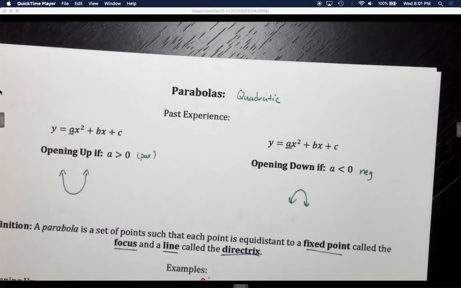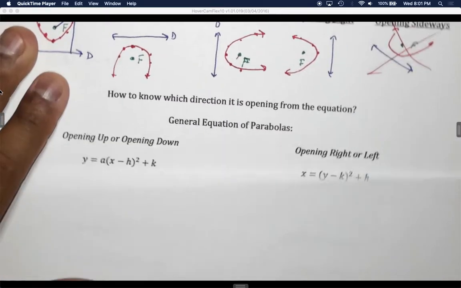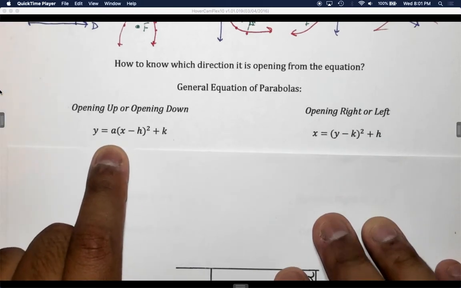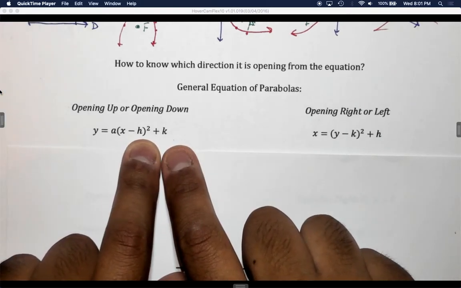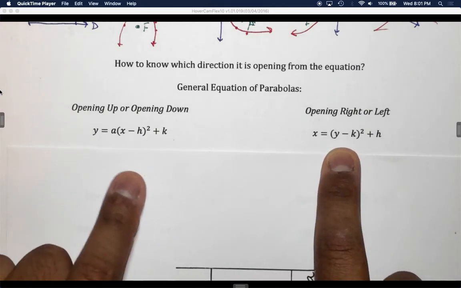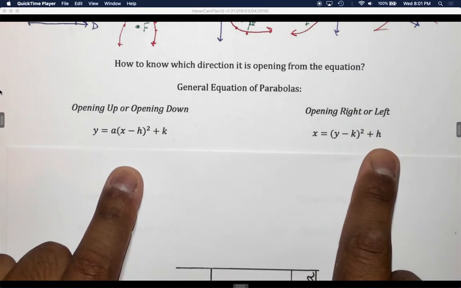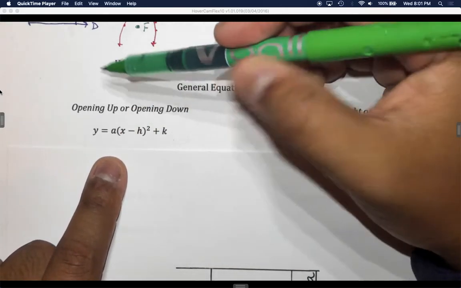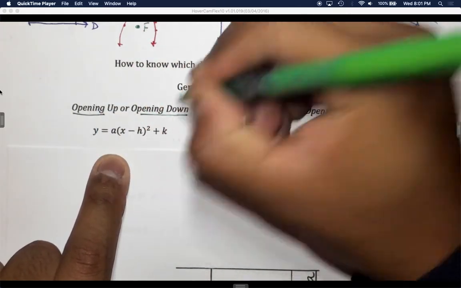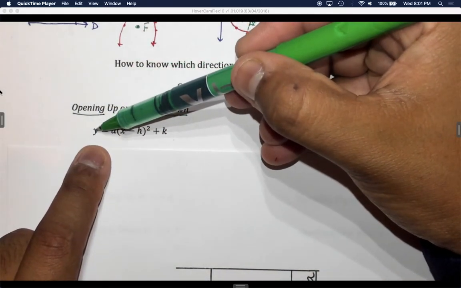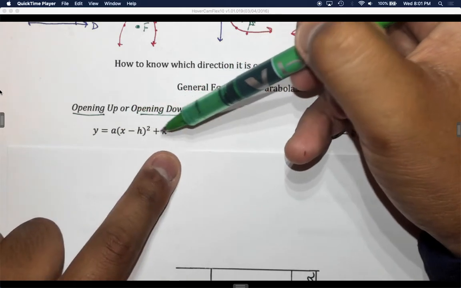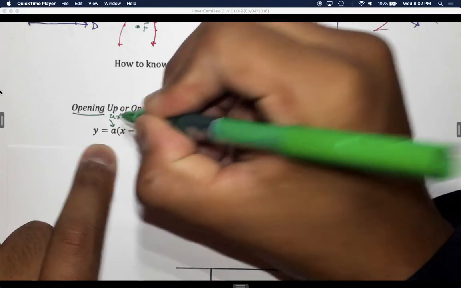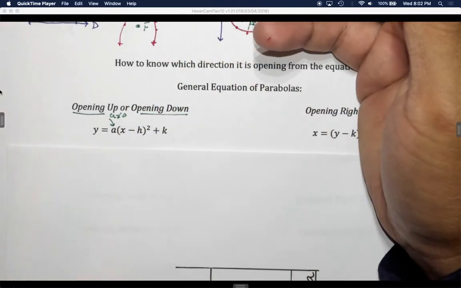Now, I gave you a generic one that you covered at the beginning. I want you to know this new general equation: y equals a times (x minus h) squared plus k, and x equals a times (y minus k) squared plus h. Now, let's go slowly. You know if it's facing up or down if you have something in the form y equals a times (x minus h) squared plus k, where a can be anything but 0, so a cannot be 0, and h and k can be any number.